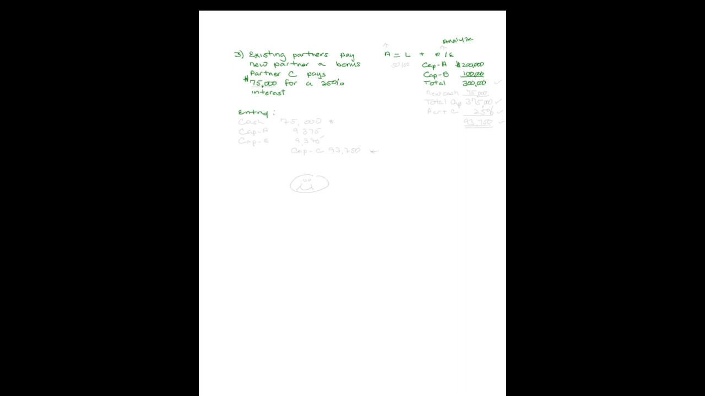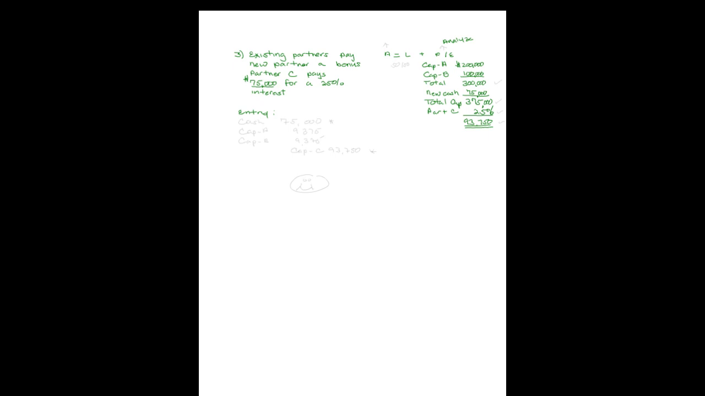So, our existing partnership has $300,000 in it before anything happens. The new cash coming in is going to be $75,000 coming from Partner C. So when it's all said and done, total capital after this is going to be $375,000, of which Partner C is going to own 25%. Take 25% of the 375 and you'll see that it's $93,750, the new partner's capital balance.